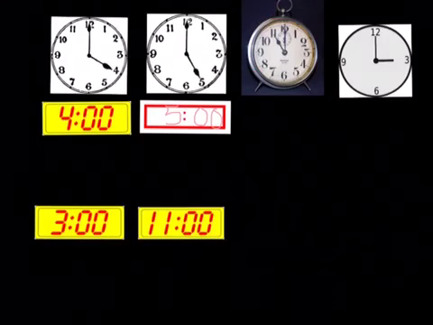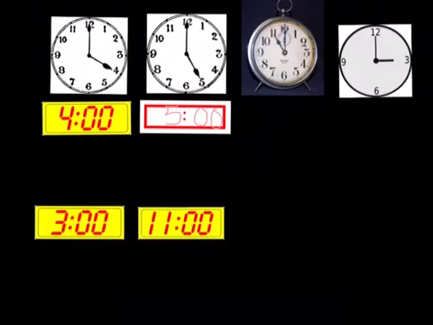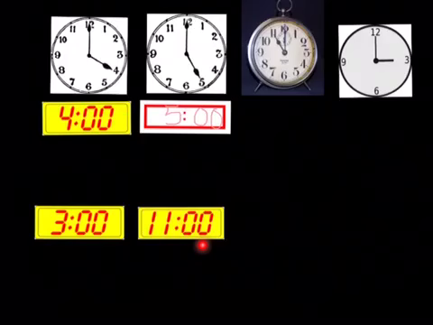I'm sure you already know this time. Again, let's look at the long minute hand. It's on the 12, so we know that it's o'clock. Then we look at the short hour hand, and we can see that it's on the 11, so it's 11 o'clock. Okay, let's have a look down at our digital clocks here. If it's 11 o'clock, what number would we see? That's right, 11. So 11 o'clock.